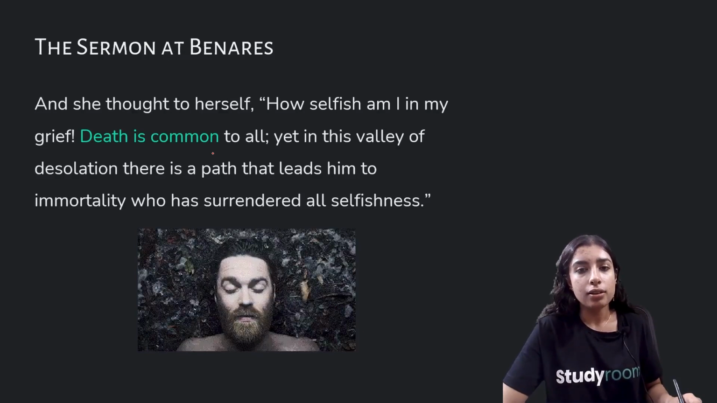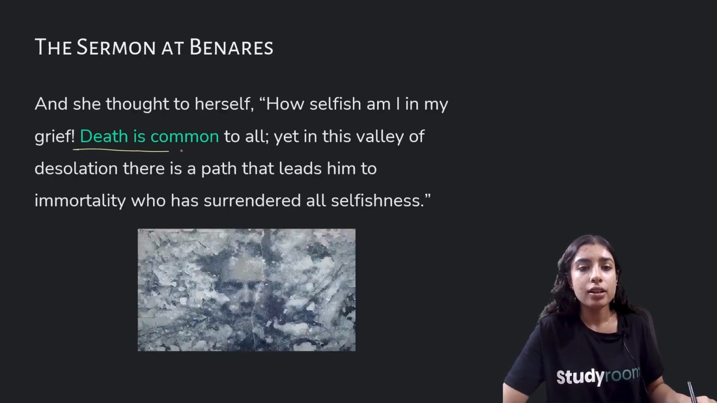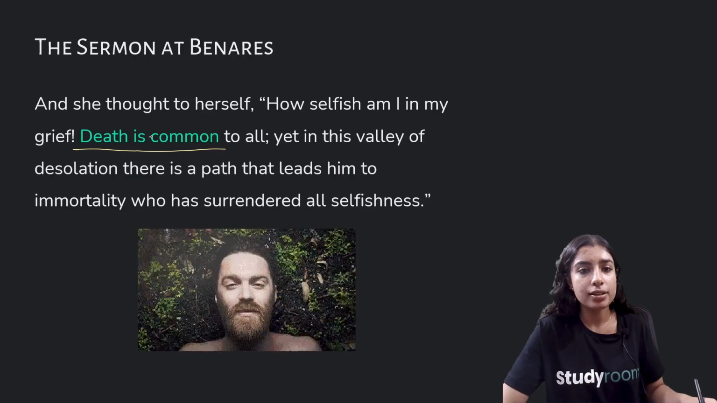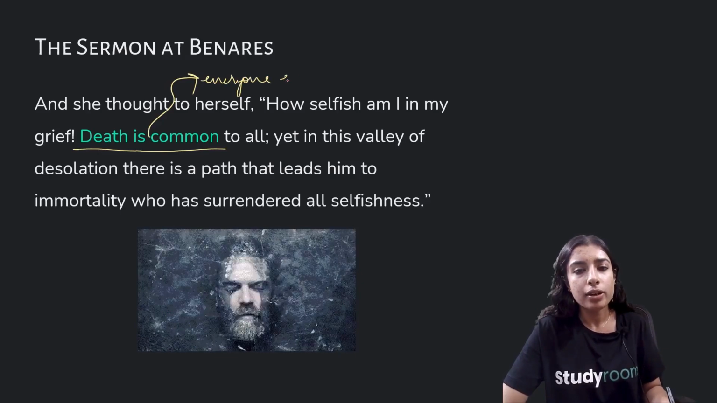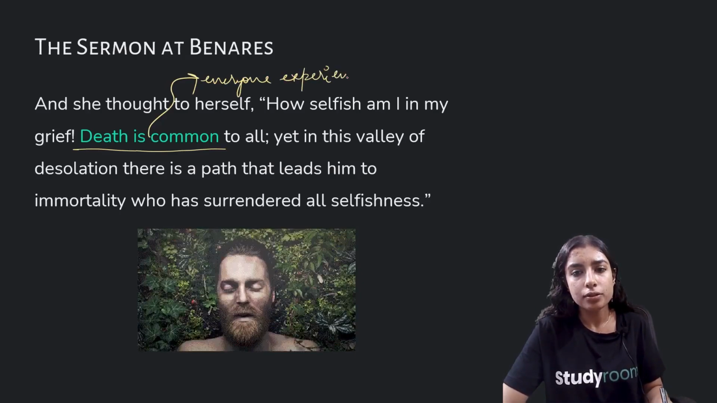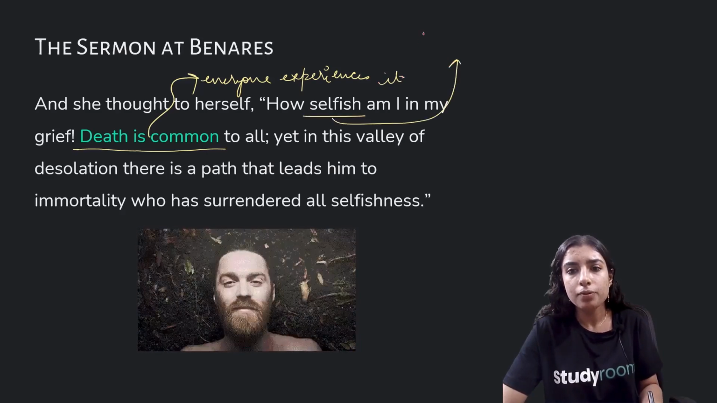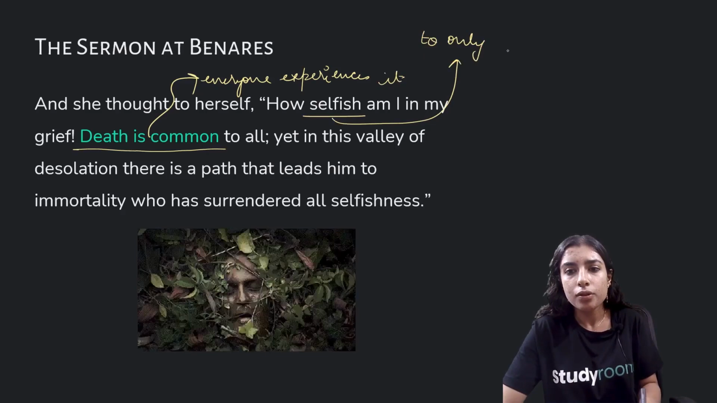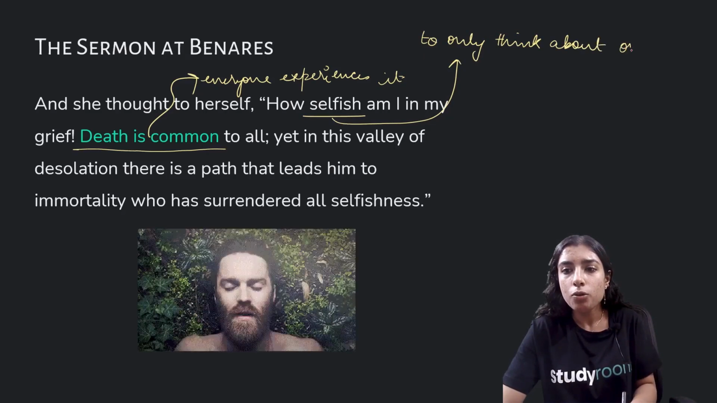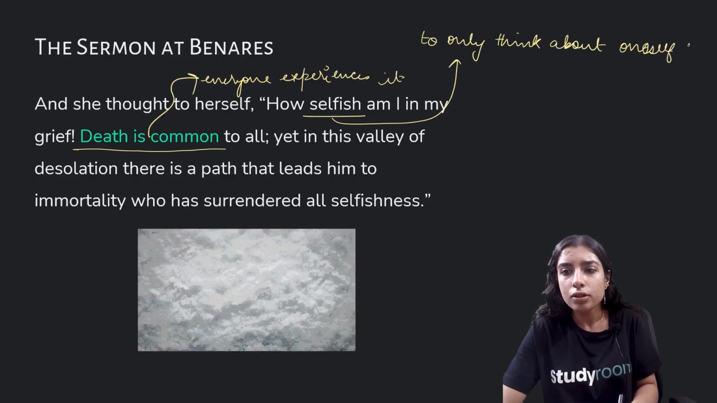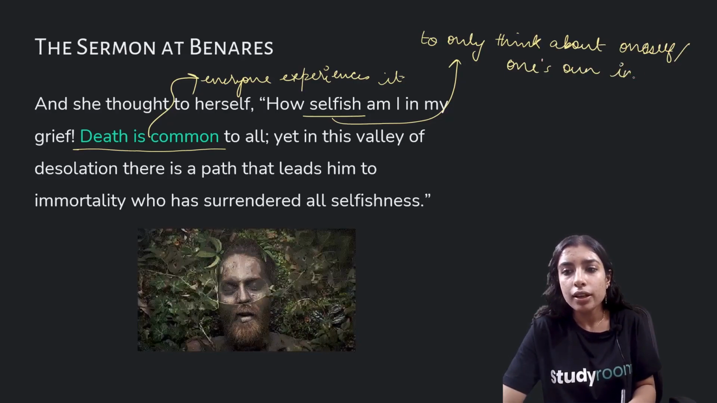And she thought to herself, how selfish am I in my grief? Death, in fact, is common to all. That is, everyone experiences it. Selfish means to only think about oneself or one's own interests.